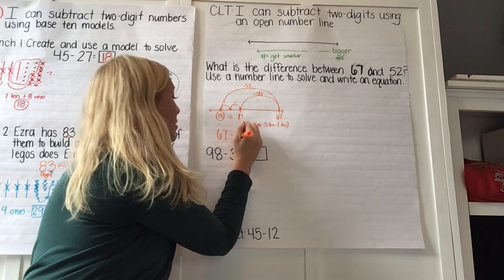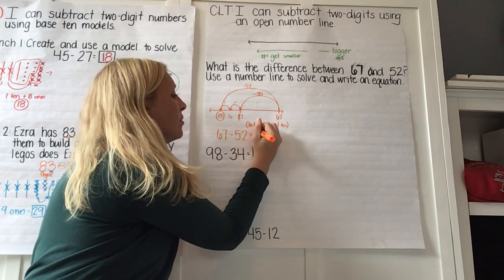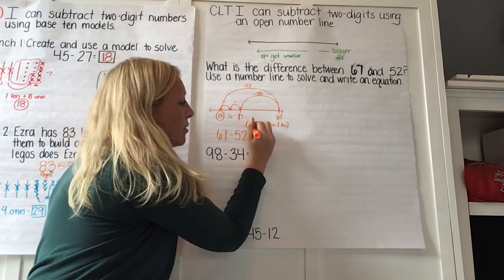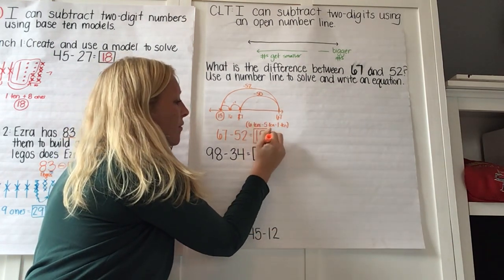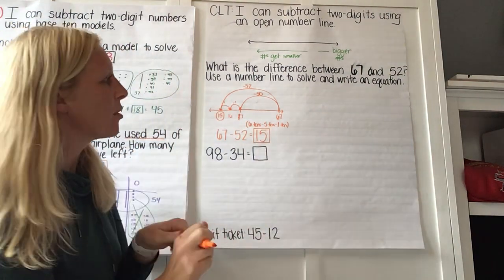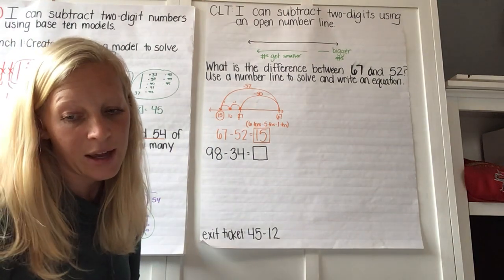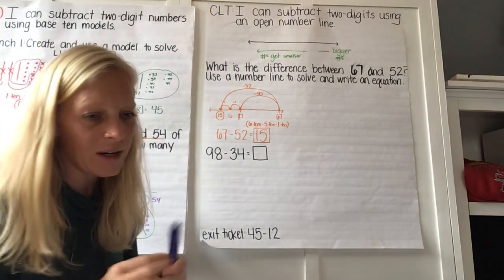67, take away 52, equals 15. And what was your unknown? It was that 15. Okay, so remember we're writing a number line, and we're also writing an equation to match that work, okay? All right, that's one way to solve it.